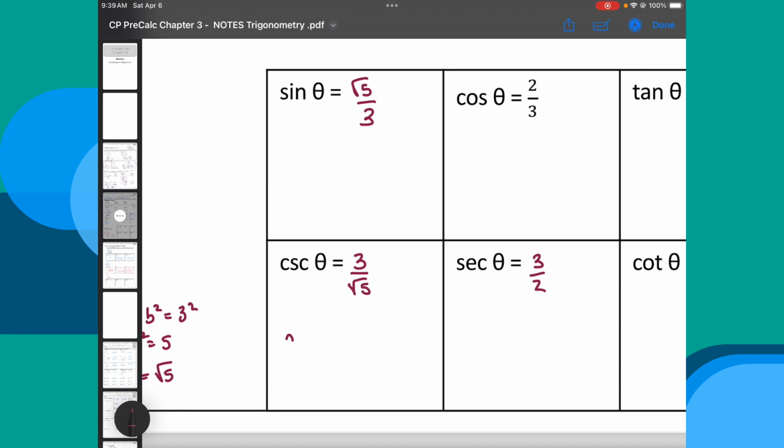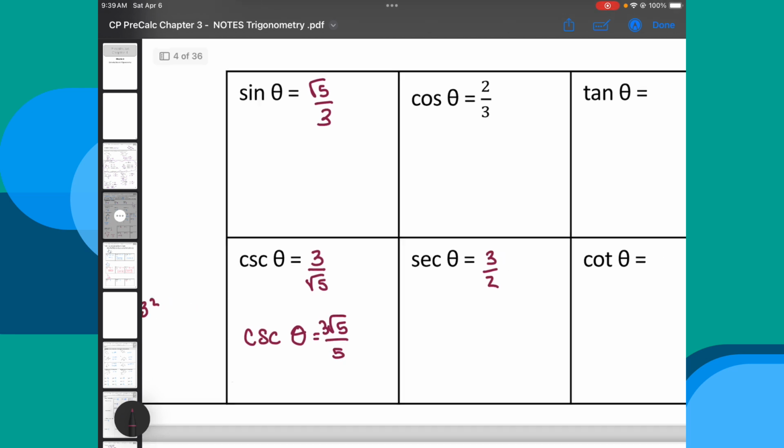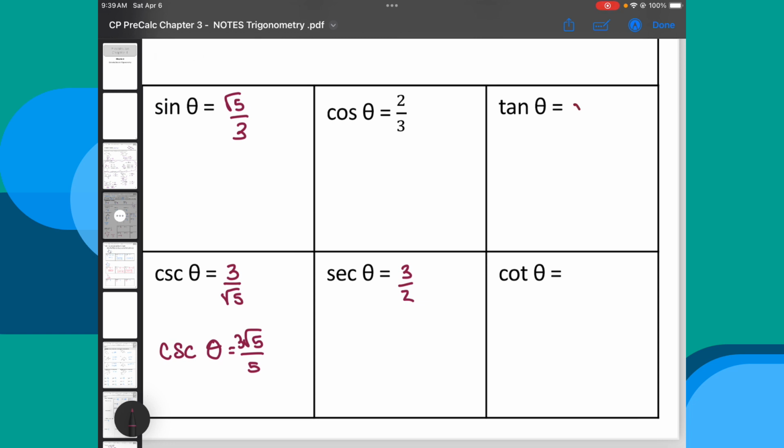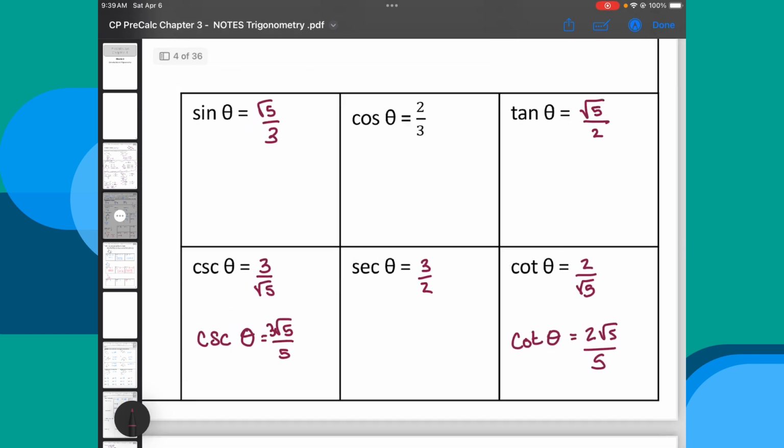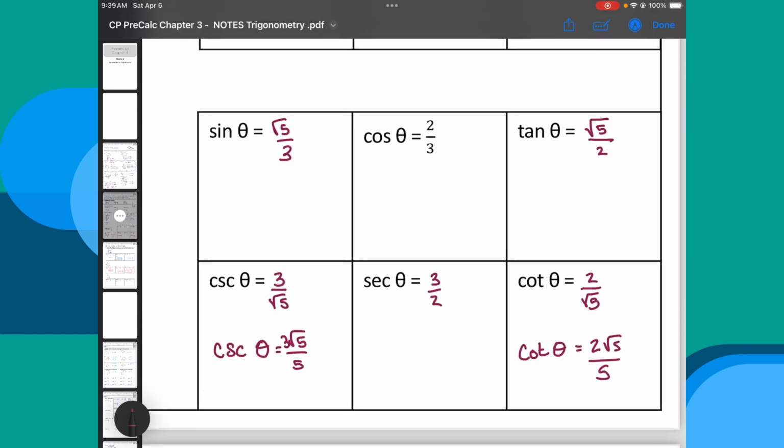Now you have to rationalize your denominator. So cosecant would be 3 square root of 5 over 5. For tan, we have opposite over adjacent. So square root of 5 over 2. And for cotan, we would do the reciprocal, which is 2 over the square root of 5. We're going to rationalize that denominator, multiply top and bottom by square root of 5, and we get 2 square root of 5 over 5. So once you have 2 sides, Pythagorean theorem will help you find the third side, and then you can set up all of your trig ratios.